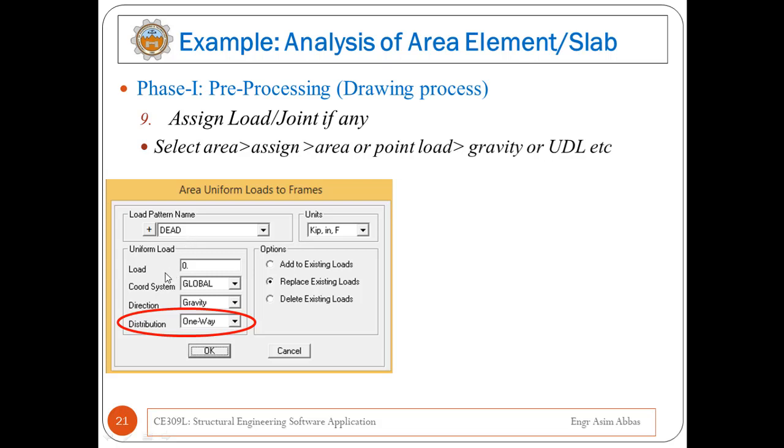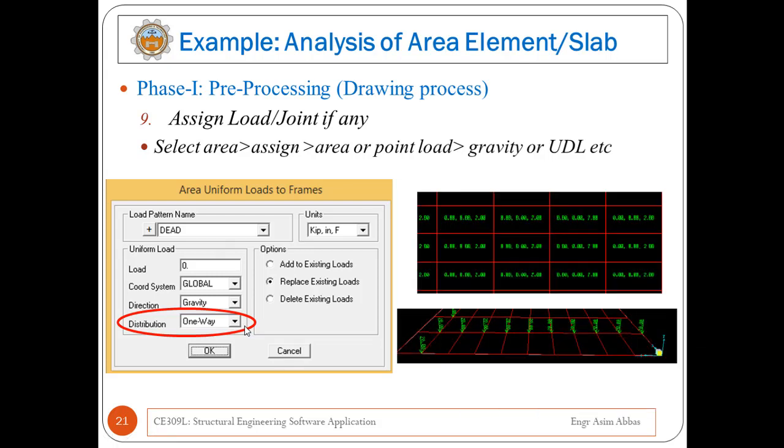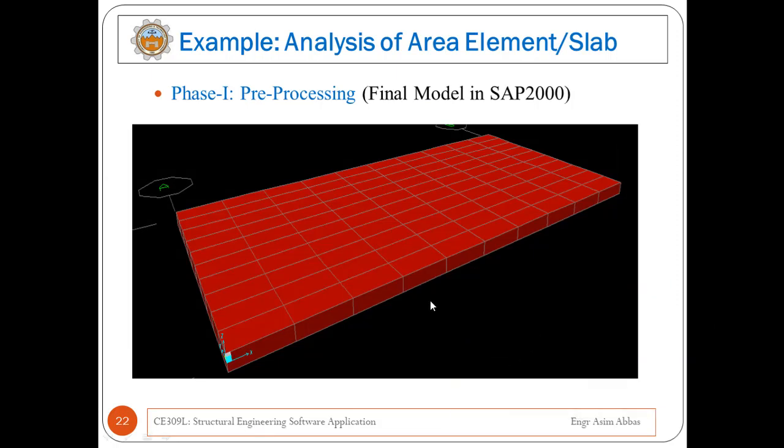If the load is uniform, put the magnitude of the load in here, and then the coordinate system. If you are working in the global coordinate system, then select the global coordinate system, then select the direction of the load. Then the distribution of load: if the slab is one way, or the load is distributed along one way, choose one way, or if the load is distributed in both ways, choose the both way option. Once the load is applied, it will be shown in this form. This is the final model of the slab for the given example.